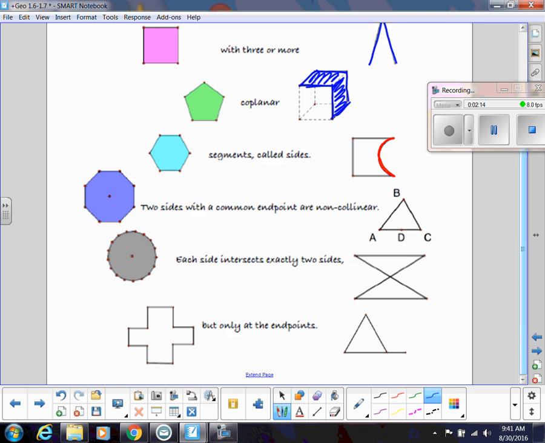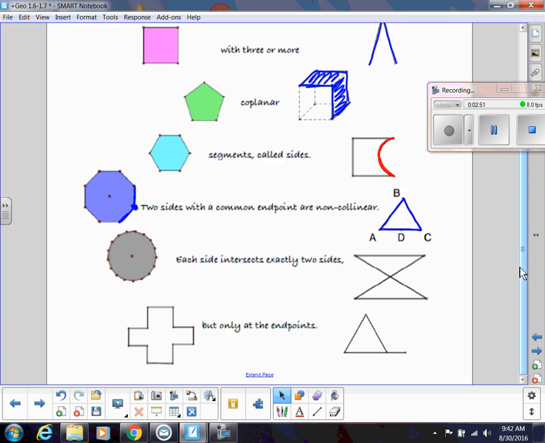Having said that, 2 sides with a common endpoint are non-collinear in a polygon. So this would not be, even though this looks like a triangle, they're trying to say that D is a vertex of that polygon, and that would not be because they're trying to say AD and DC are 2 different sides, and that's not what we consider a side because that's collinear. These 2 sides would be collinear. So if I didn't have that D there and I just had A, B, C, then that would be okay. But because D is trying to be a vertex, then that's not okay.